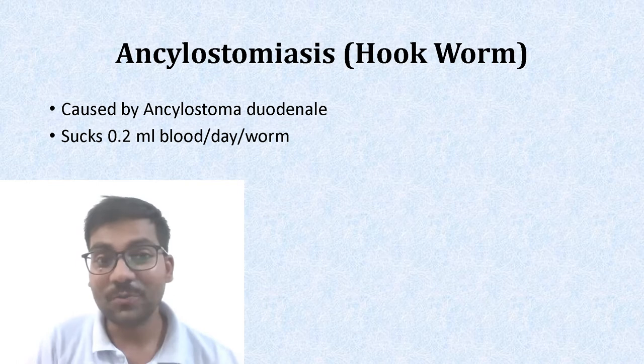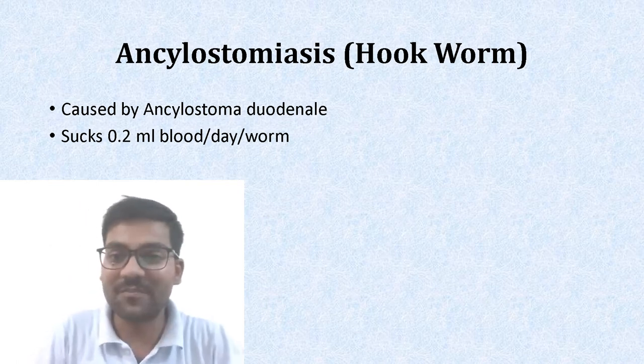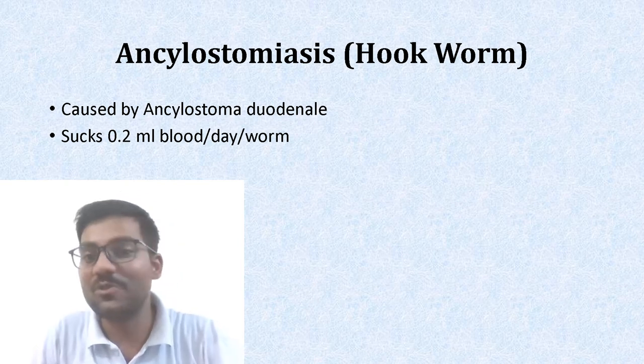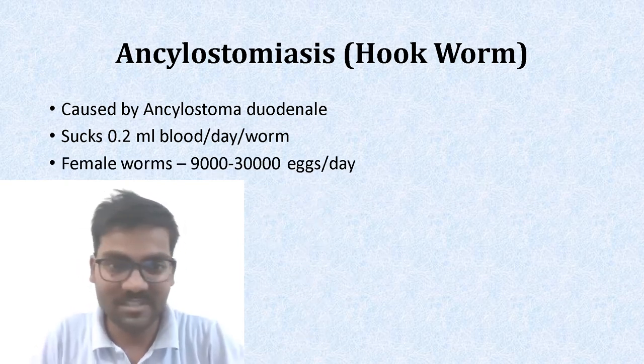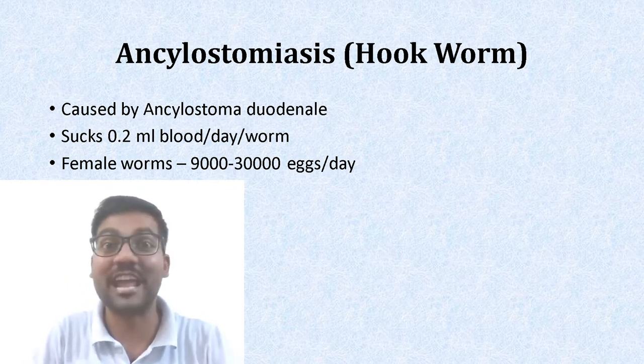Each worm sucks 0.2 ml of blood per day. A female worm can lay 9,000 to 30,000 eggs per day.